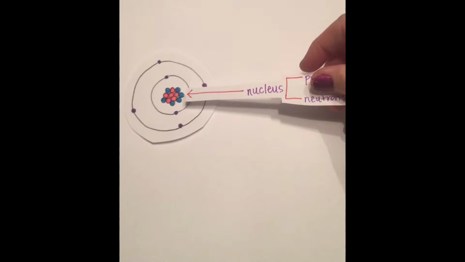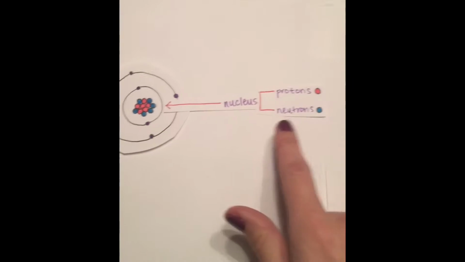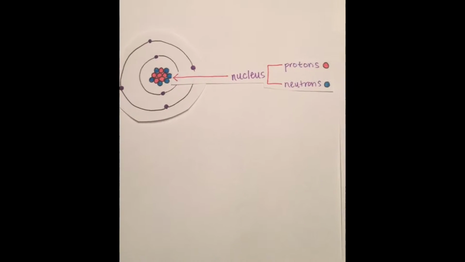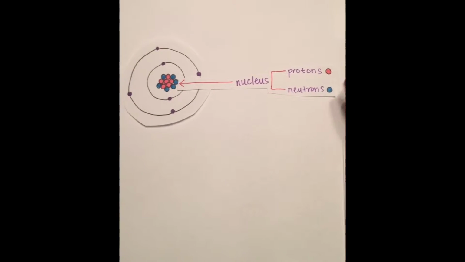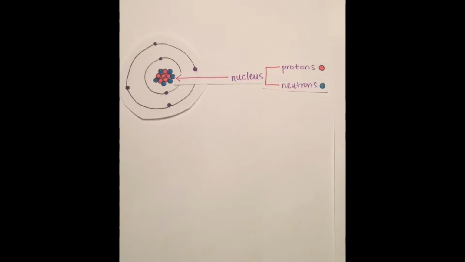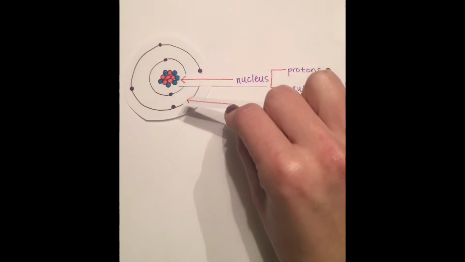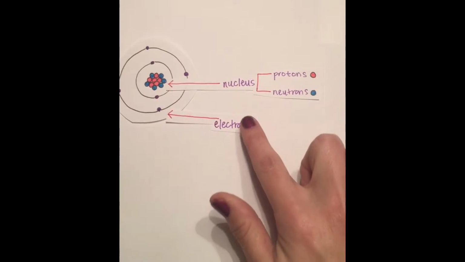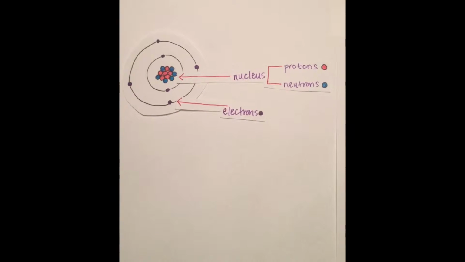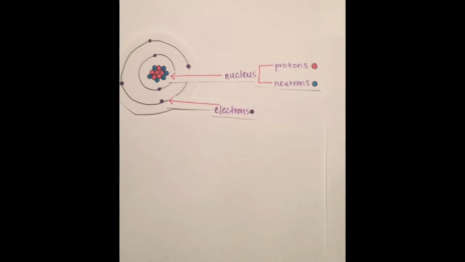So the first main part of an atom is the center, and this is called the nucleus. The nucleus contains protons and neutrons here. So you can see that I've labeled my protons, which are pink, and my neutrons, which are blue. The other third subatomic particle within an atom, we call those electrons. Electrons are very, very small, and they're found orbiting the nucleus.